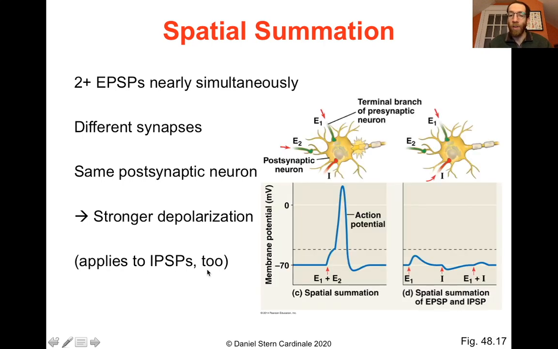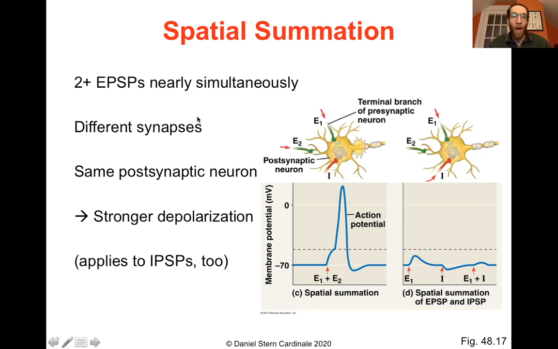So again, we can look at this in a figure. Here we have two EPSPs arriving simultaneously. So in this cell we have E1 and E2, so two excitatory signals arriving at the same time. Alone, neither of these signals is going to be sufficient to trigger an action potential, but together they can stack, and then you can hit that threshold potential and trigger an action potential.